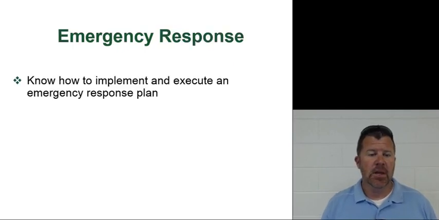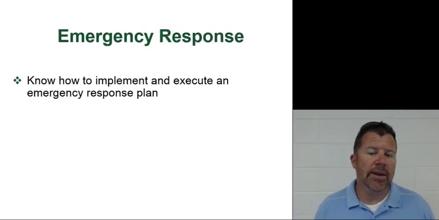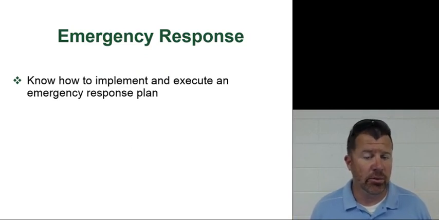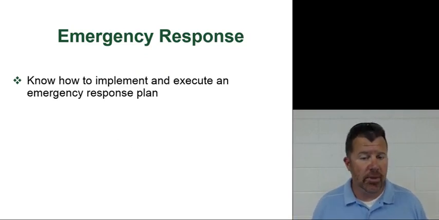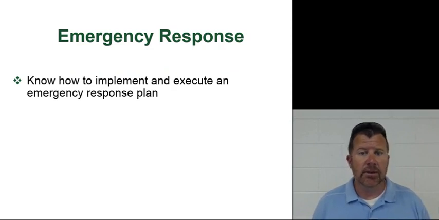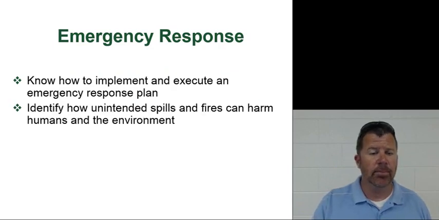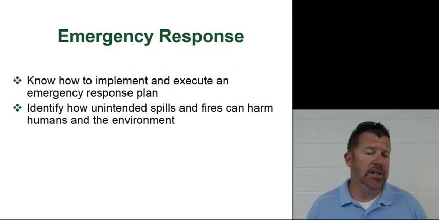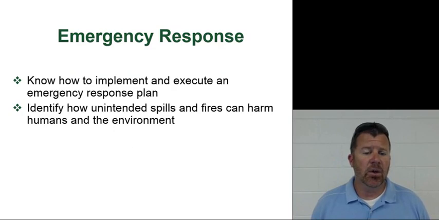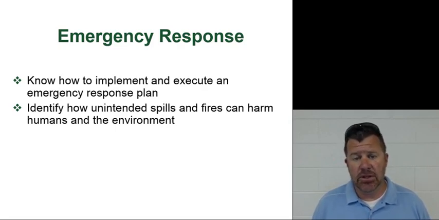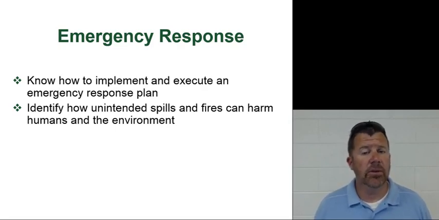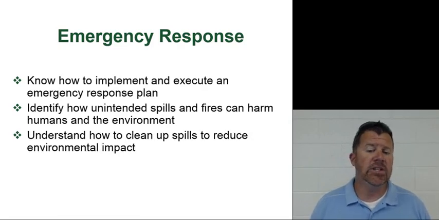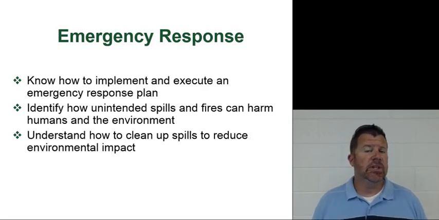Emergency response. In this unit, we're going to learn how to implement and execute an emergency response plan. You're going to see the components of that plan, things like drawing a map, having a list of your pesticides, having your MSDS sheets all available. Identify how unintended spills and fires can harm humans and the environment. Doing something by mistake, it can still cause damage to the environment or even people. And then understand how to clean up the spills to reduce environmental impact.